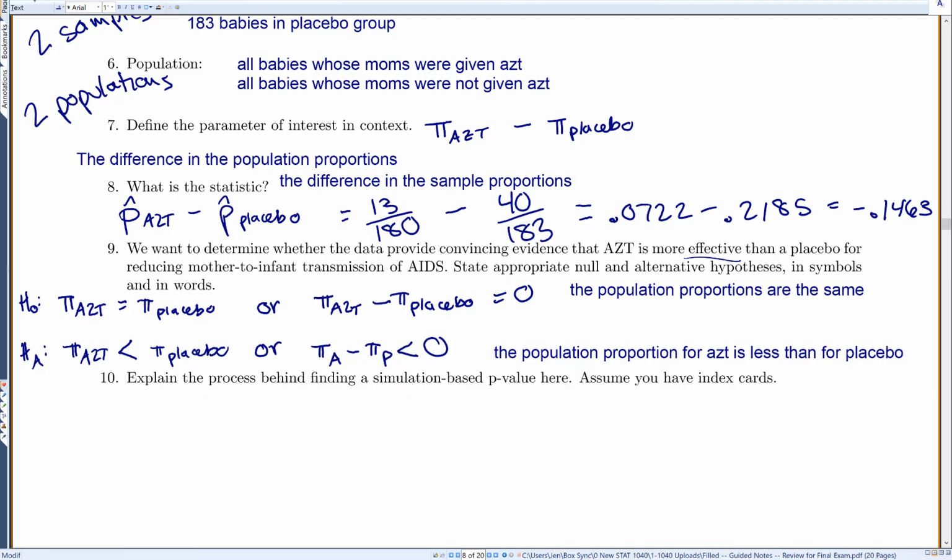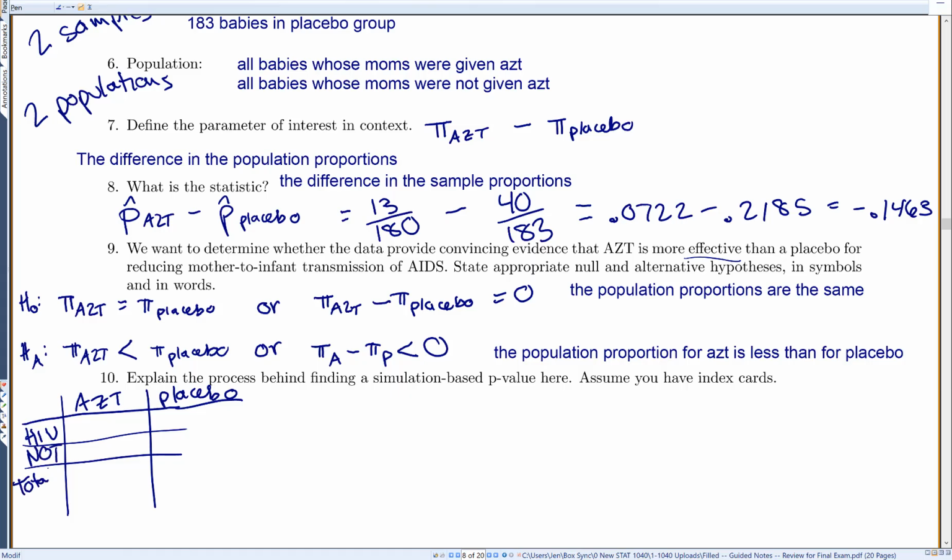Before I do this, and I probably should have just done it up above, let's make ourselves a little chart here, because I keep having to go back up to look at my data. This is my AZT group, this is my placebo. This is that they have HIV, and this is that they don't. And then we can have our totals. There were 180 people in the AZT group, and 13 of them got HIV. In the placebo group, there were 183 total, and 40 that got HIV.